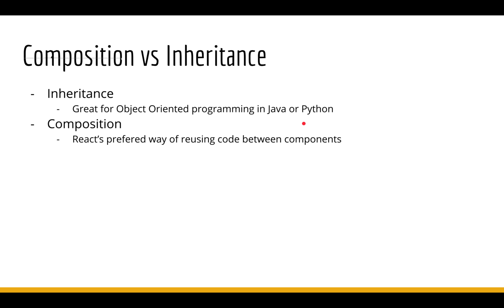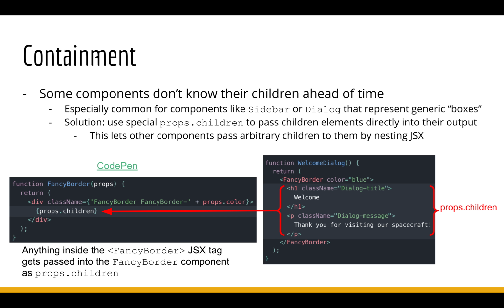And so we're going to step through just a couple of quick things about using composition in React. So one way of using composition is something called containment. And the idea is that some components don't actually know what their children are going to be ahead of time. This is especially common for components that represent generic boxes. An example might be a sidebar or a dialog where you have some formatting for the outside of the box, so to speak, but you don't really care about what's going to be inside.